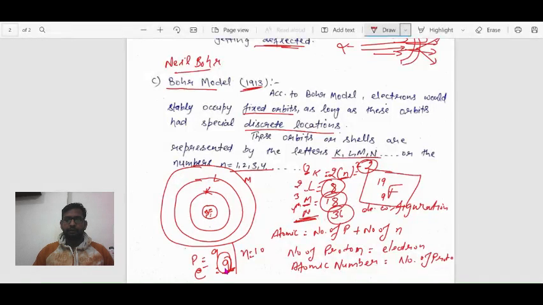So according to Niels Bohr, how many electrons will be in K? There will be 2, so we distribute them like this. 2 electrons will be in the K orbit, and now we have 7 electrons remaining, so they will be in L: 3, 4, 5, 6, 7, 8, 9. So this is the electronic configuration for fluorine according to Niels Bohr.